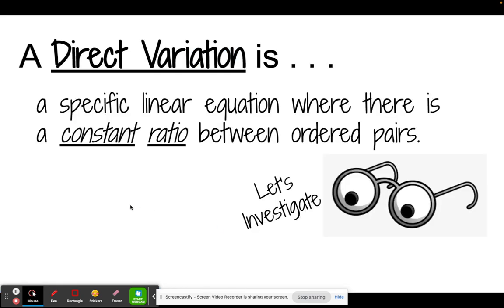A direct variation is a specific linear equation, so it is linear. It's going to make a straight line where there's a constant ratio between the ordered pairs. Let's look at that.